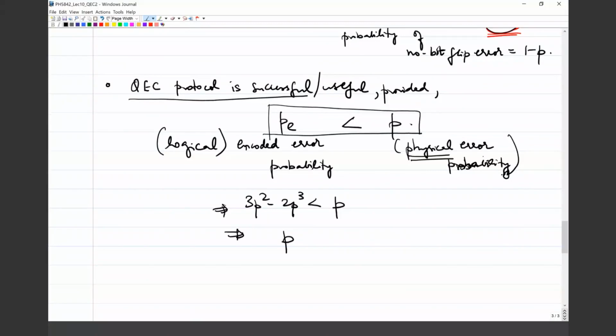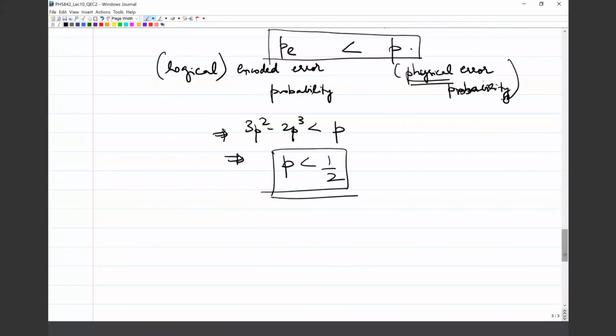Less than 1 by 2. Less than? Half. Very good. And if you notice, even in the classical case, I might have mentioned this. I don't know if I did this error analysis like this, but this is exactly the same as the classical repetition code, the 3-bit repetition code. So long as the error probability is less than a half, we know that this particular code and this particular QEC protocol is successful and useful.